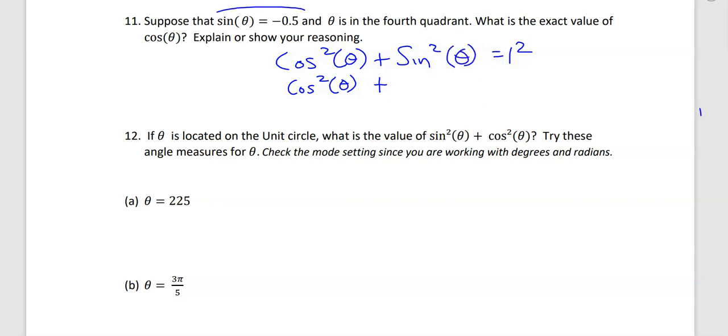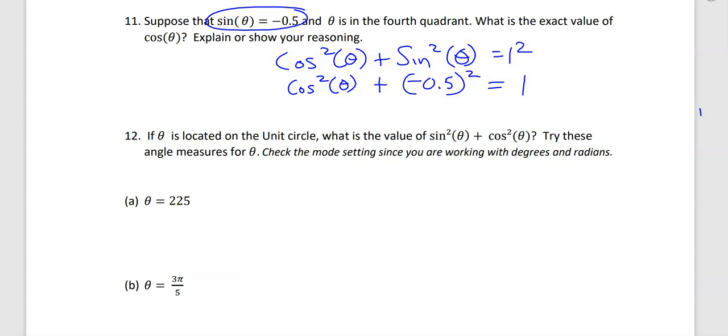We are told that sine of theta is negative 0.5. So we are replacing sine of theta with negative 0.5, and we're squaring. And so the problem becomes this. And we're looking for what cosine of theta equals, not what theta equals. So here's kind of the starting point based on the problem information we're given.